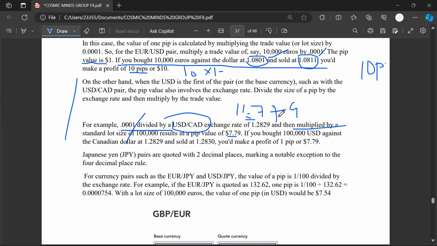But the value for a pip will still be what? 7.79 dollars. So that is it. So now that we have seen this, now let's look at a typical example.